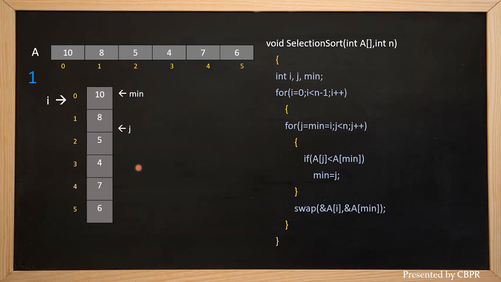As I have said earlier, j searches for the minimum value and the min variable stores it. Since 5 is less than 8, min is pointing to 5. Again j searches for the minimum value. Since 4 is the least value among all the remaining array elements, the minimum value is 4. Now swapping takes place between the minimum value and the current position.